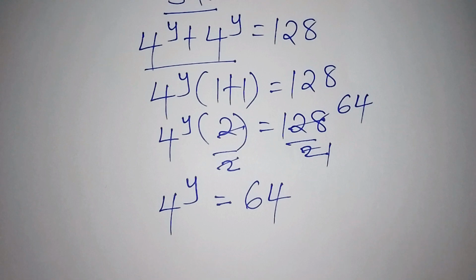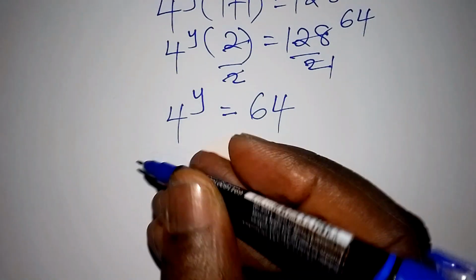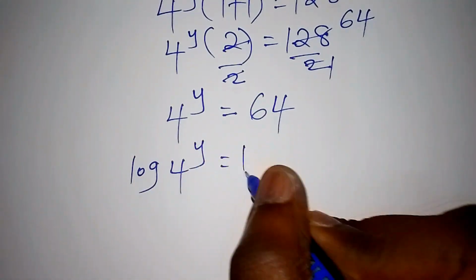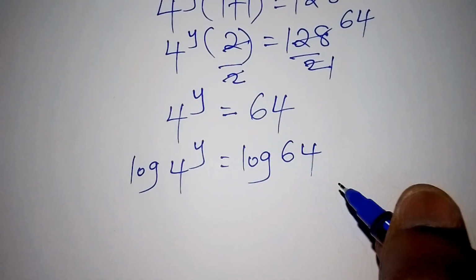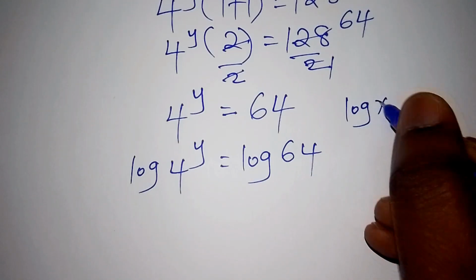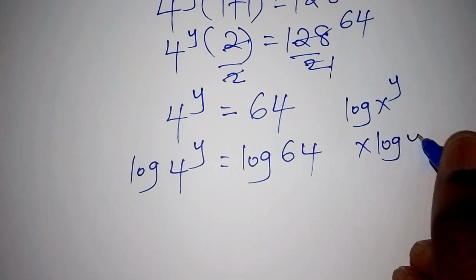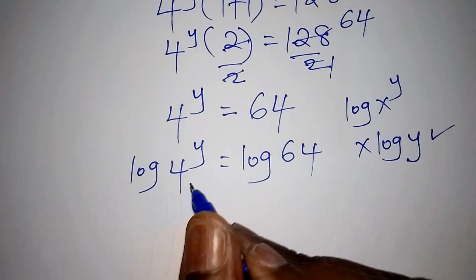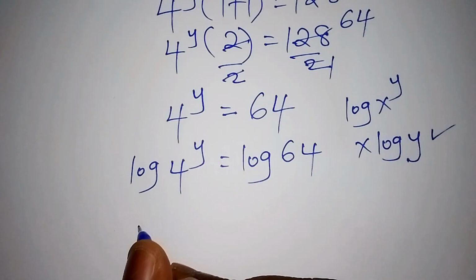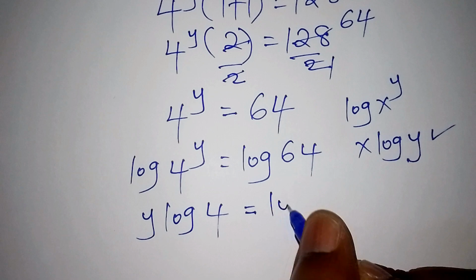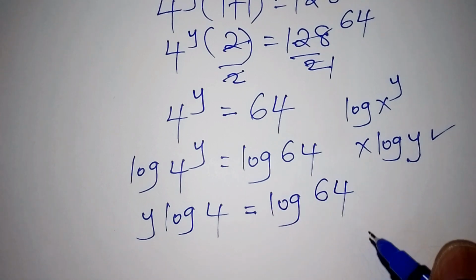So the correct way in which we can work out the value for y is to involve the log on both sides. So here now we shall have the log of 4 to the power of y is equal to the log of 64. When we have the log of x to the power of y, this can also be written as y log x. So the log of 4 to the power of y, we shall now have y log of 4 is equal to the log of 64.